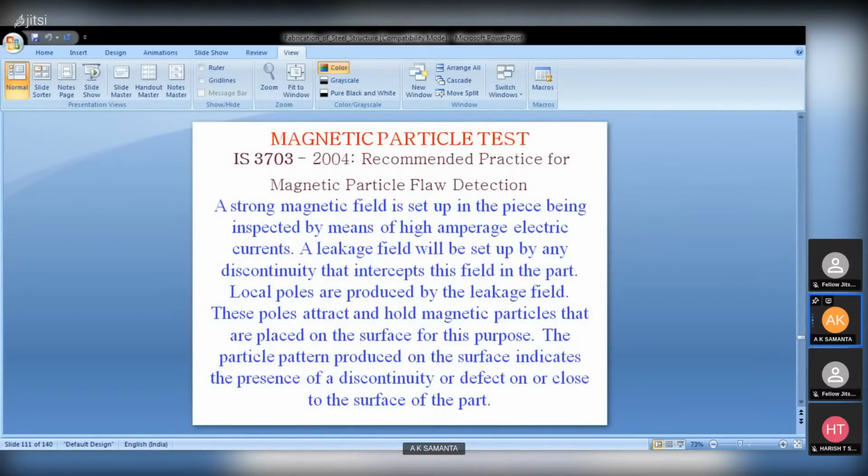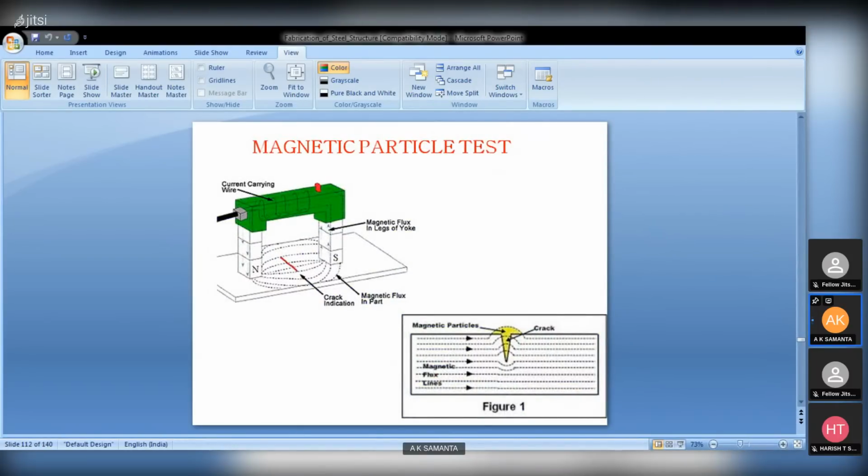Another is magnetic particle test. IS 3703 is the related code. So for details, kindly go into that. The simple principle is that on the welding portion, you put an electromagnet and some magnetic grit particles, iron particles. So if some crack is there, then this type of line will be created, because two poles will be there, and the magnetic iron particles will be accumulated on the crack. And if there is no crack, then it will not disturb the distribution of the grit. As a result, it will be at random. But if a crack is there, two poles will be created, and all the grit will be accumulated there.